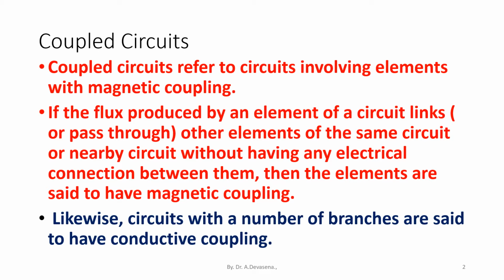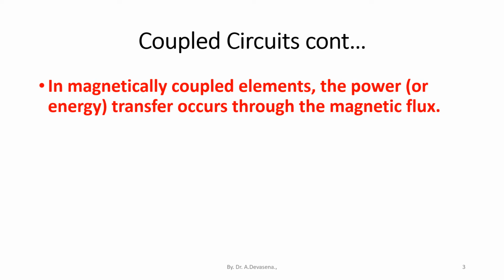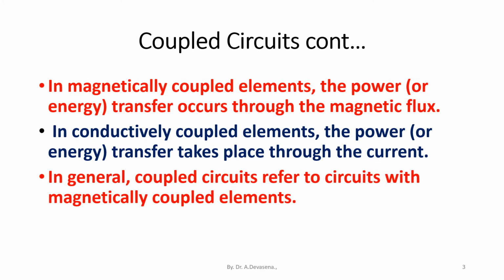Likewise, circuits with a number of branches are said to have conductive coupling. In magnetically coupled elements, the power or energy transfer occurs through the magnetic flux. In conductively coupled elements, the power or energy transfer takes place through the current. In general, coupled circuits refer to circuits with magnetically coupled elements.